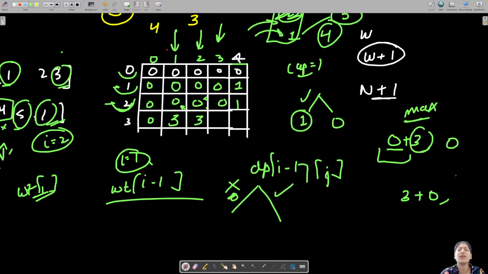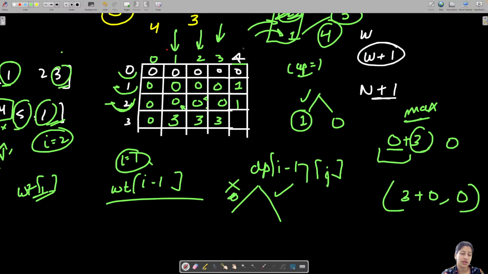So this is not a very good test case to help you understand, but just be with me, you will understand for any other test case also what we are doing. So the maximum will be between 3 and 0 again, so 3 will be your profit. Same goes for 4 kg.